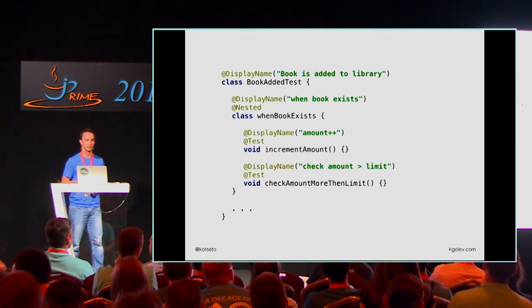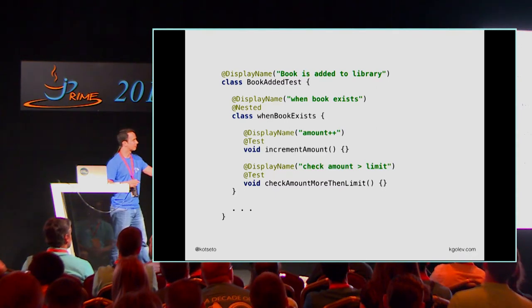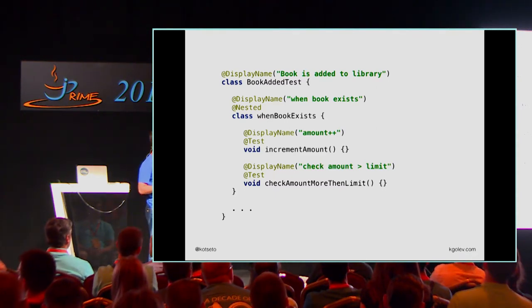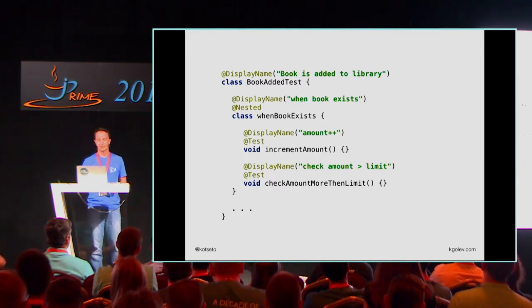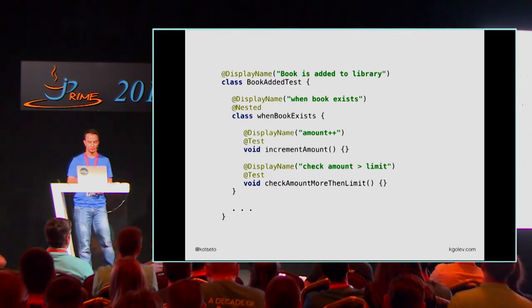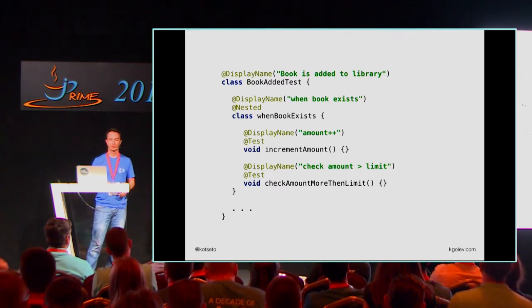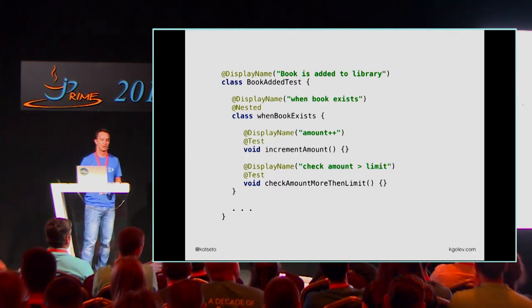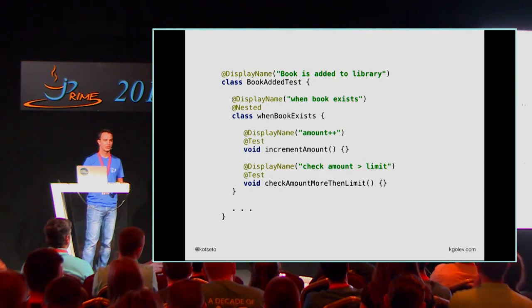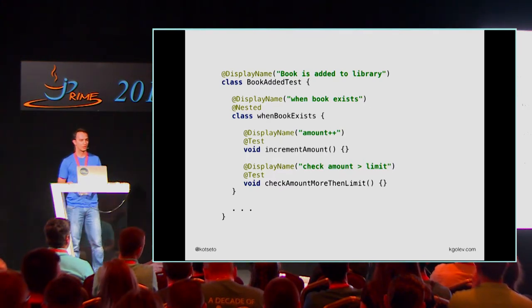So how do you do this? There is a new nested annotation. So you nest classes. Every nested class, you put the nested annotation on it. So I don't know where to point. So you put the nested annotation, and this will produce the result. Of course, you can put display name on the nested as well, and it will work. So this is very nice as a way to organize your tests and make them more readable.